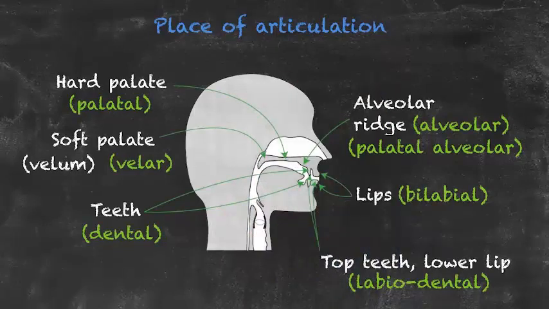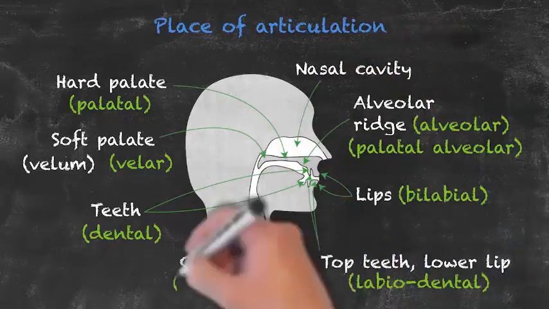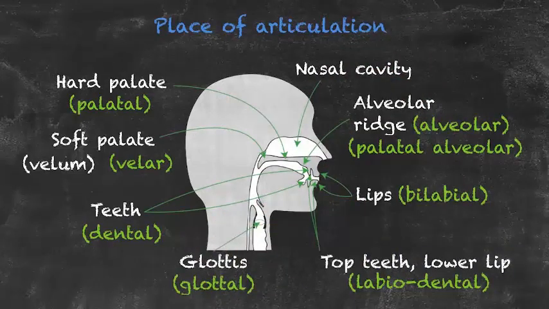Within that, from the front to the back, we do have our nasal cavity, and then finally we have our vocal cords, and we use those for a few sounds as well. Let's take a look at how the various parts come together to make these sounds.